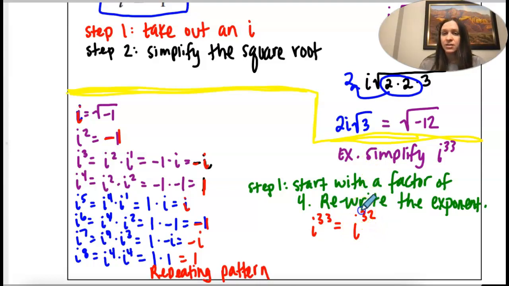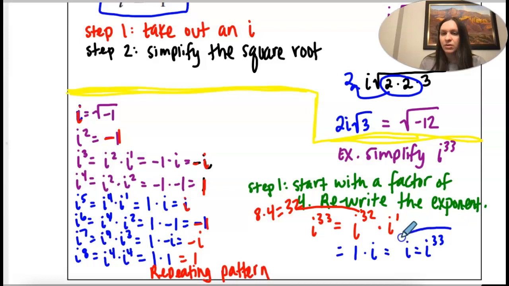because 8 times 4 is 32. So I could break this into i to the 4th 8 times, but I don't want to. And then I'm just going to have 1 left over i. So I'm just rewriting it, because i to the 32 is equal to 1, and i to the 1st is just i. 1 times i is i. So i to the 33 is actually equal to just i. Okay, so there is one of those. It's the last question on your self-check.